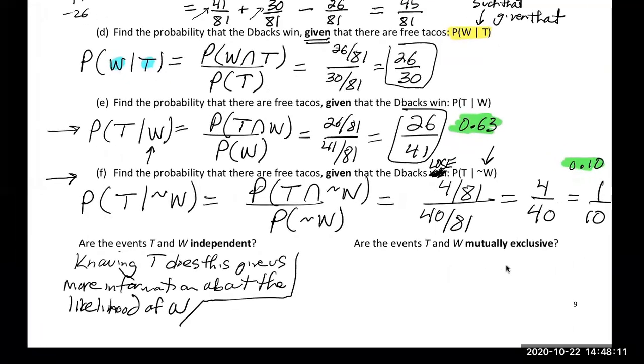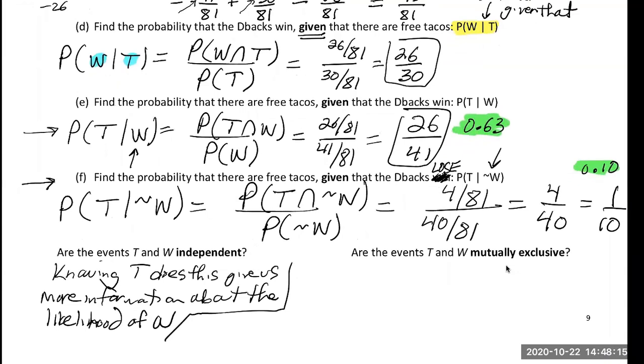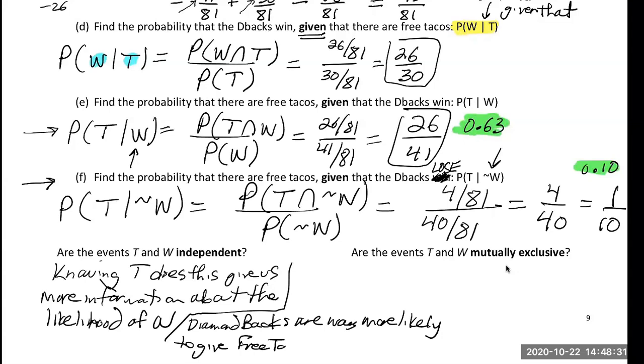So we would say that the Diamondbacks are way more likely to earn free tacos for their fans when they win, which is at 63%, than when they lose, which is only 10%, right? And hopefully that makes sense. If the team scores a lot of runs, they're probably more likely to win. And because they've scored more runs, there's more likely to be a chance to get free tacos.